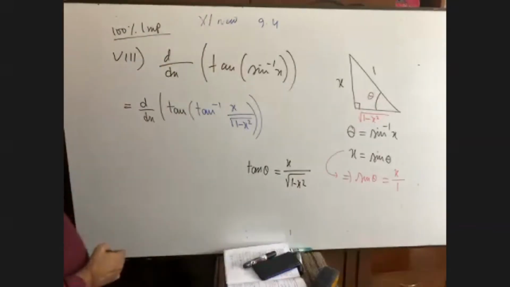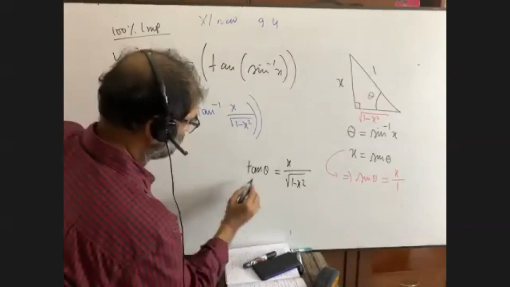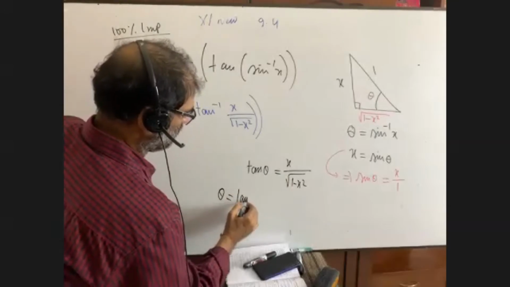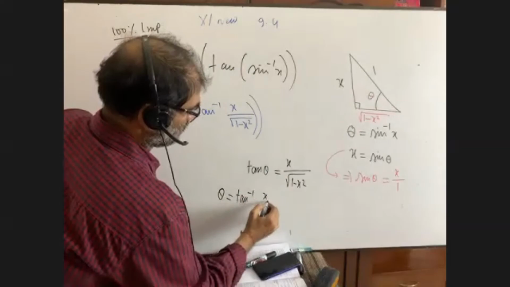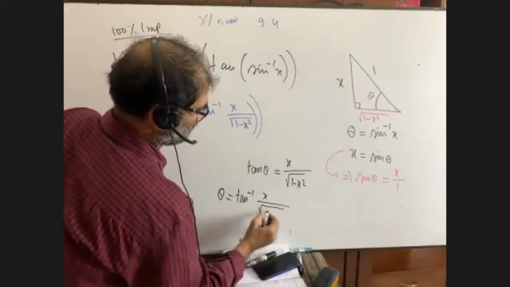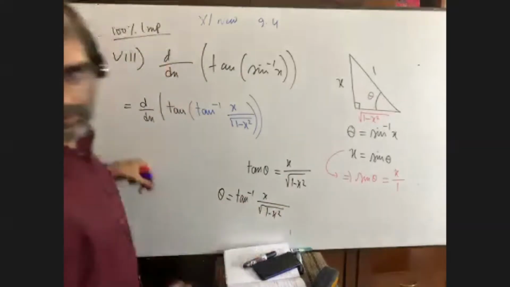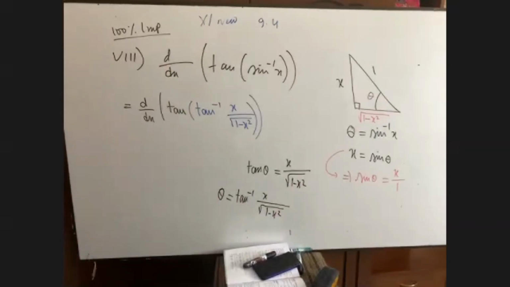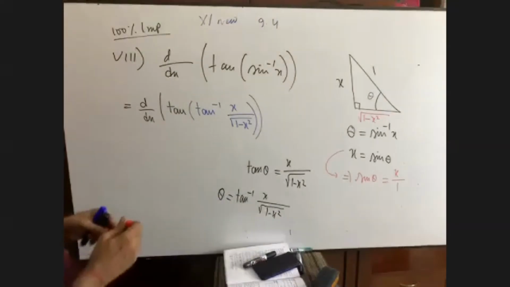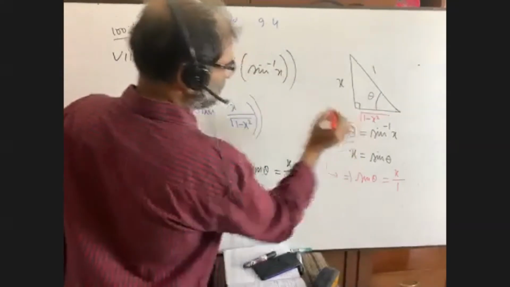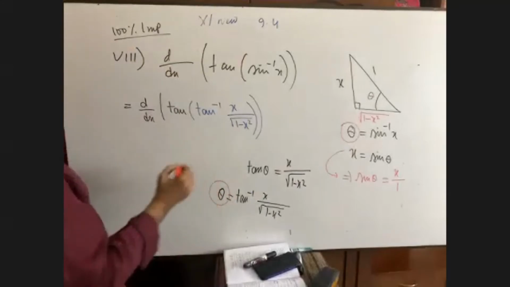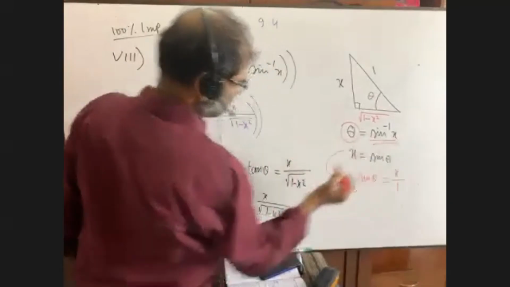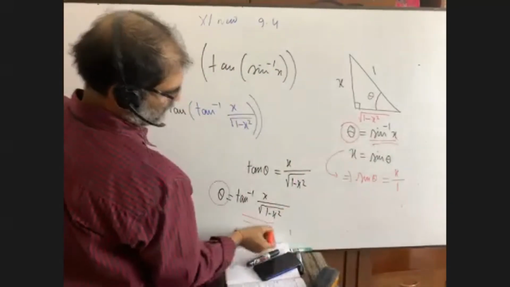Now theta equals what, from this line? Theta equals tan inverse of x by root over 1 minus x square. That's good. Interesting fact: this is theta, and this is theta. Their left hand sides are equal, which means their right hand sides will also be equal.